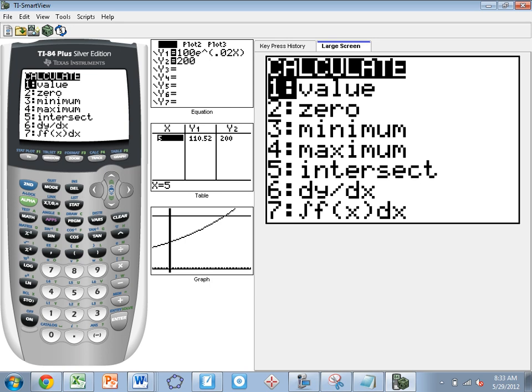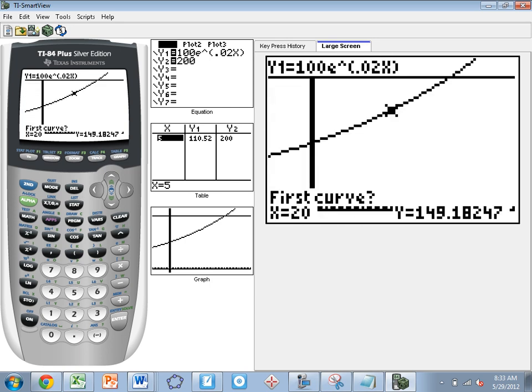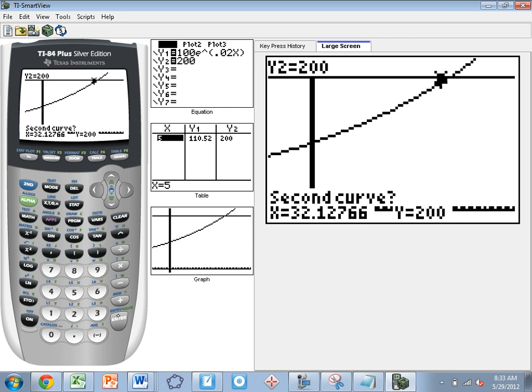Number 5. Now it's going to say first curve, question mark. Just go over till you get to the general area. Again, you're doing this because there might be more than one intersection, and you need to specify which intersection you're talking about. There could be another intersection if a graph were to loop back around, right? Like a parabola, there would be more than one intersection. So we're specifying. So hit enter. Hit enter again in the area. Hit enter again in the area.